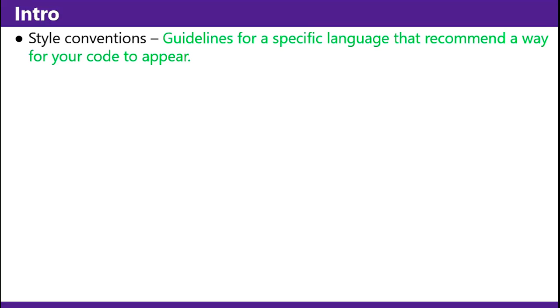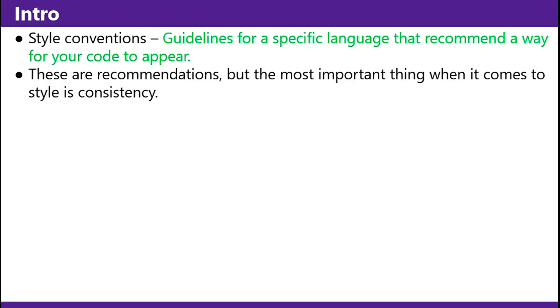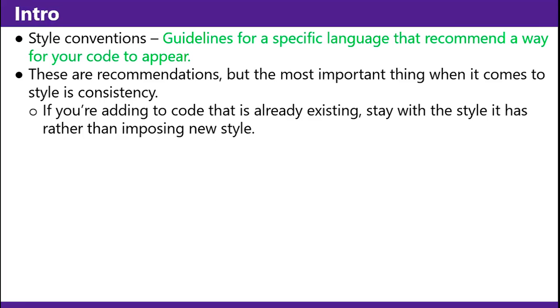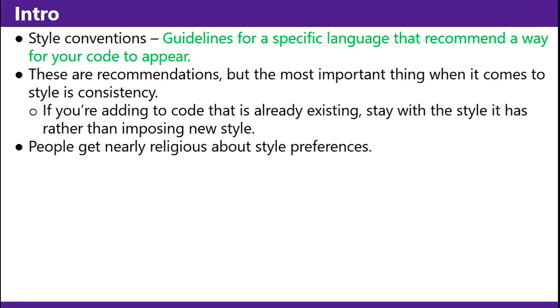Style conventions are guidelines for specific language that recommend a way for your code to appear. These are recommendations, but the most important thing when it comes to style is consistency. If you're adding to code that is already existing, stay with the style that it has rather than imposing new style. People get nearly religious about style preferences. Again, consistency over all else.